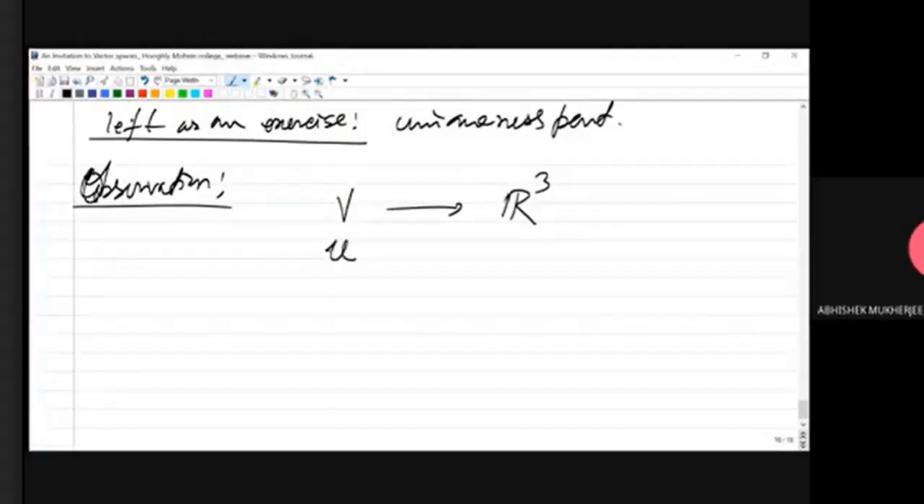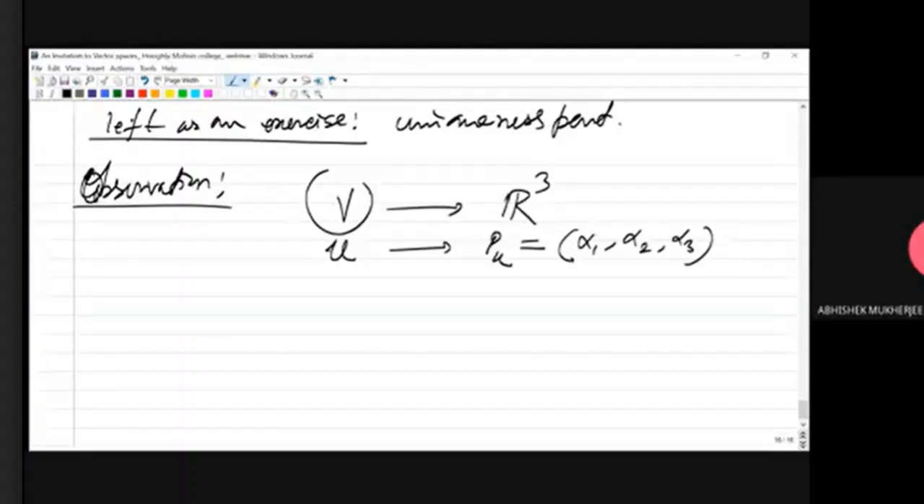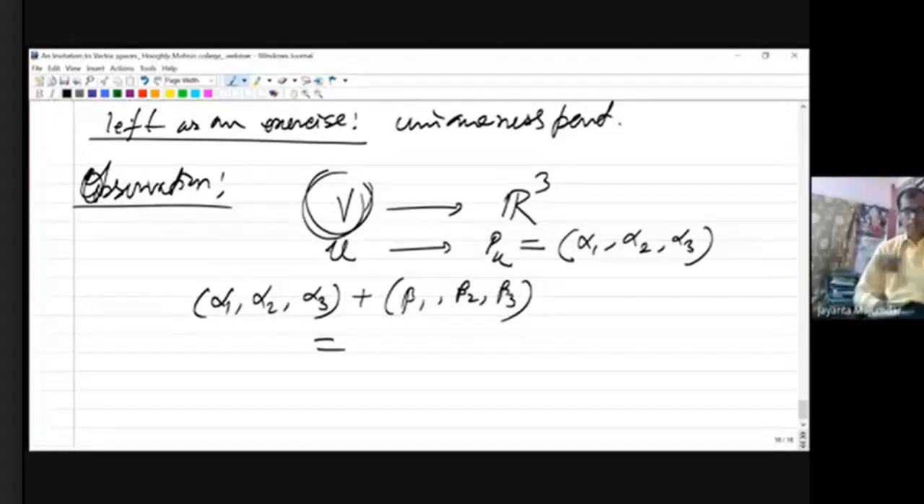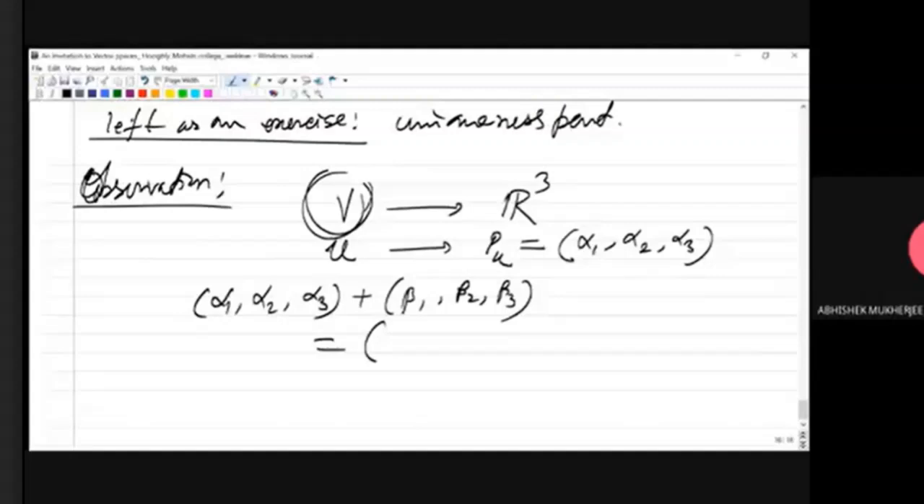That is, if you have a U, then it will give you some PU, and this PU will have the coordinates alpha 1, alpha 2, alpha 3. And this map is a bijection, as we have already proved. And this bijection will transport the operations of addition and scalar multiplication from this set onto R3 using this map. That is, one can define addition alpha 1, alpha 2, alpha 3 plus beta 1, beta 2, beta 3, just coming back to this space and do the operation, and then you will have again the scalars, this one.